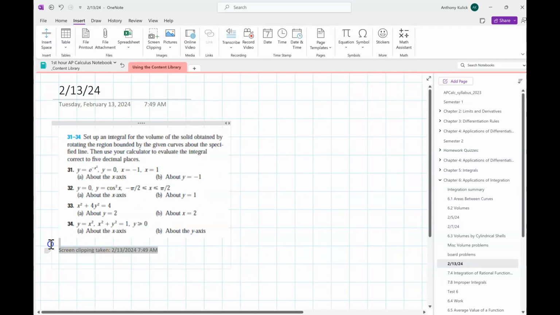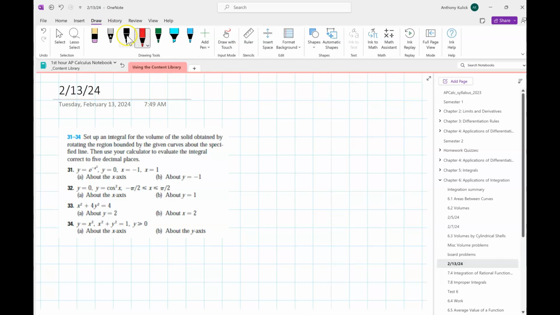All right. It says set up an integral for the volume of the solid obtained by rotating the region bounded by the given curves about the specified line. Then use your calculator to evaluate the integral correct to 5 decimal places.